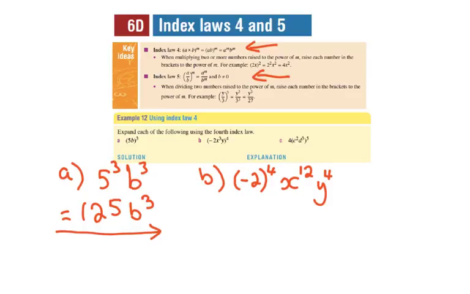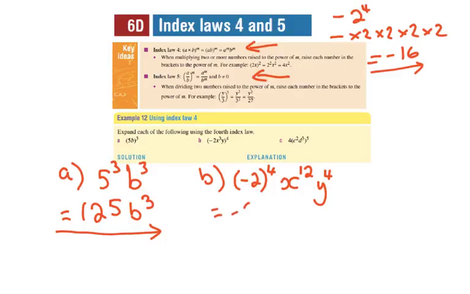So remember, I have mentioned to you before the difference between a bracket and no bracket with a negative. If there was no bracket, this is how it would look above here. Your answer will always be negative. So that would be negative 16, sorry. Whereas with this one, it's negative 2 times negative 2 times negative 2 times negative 2.